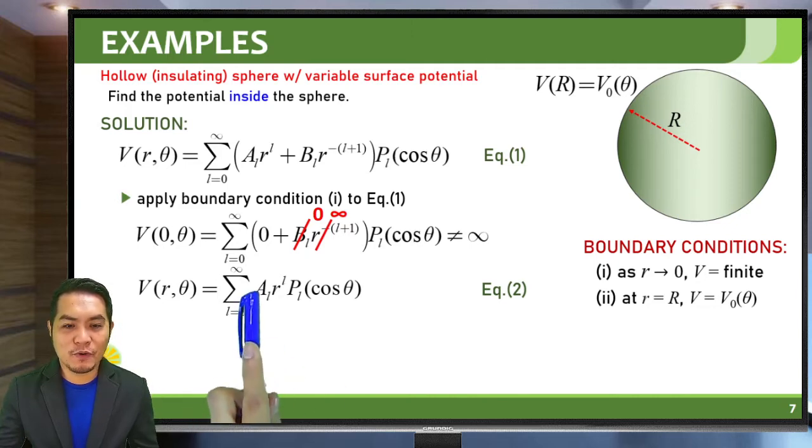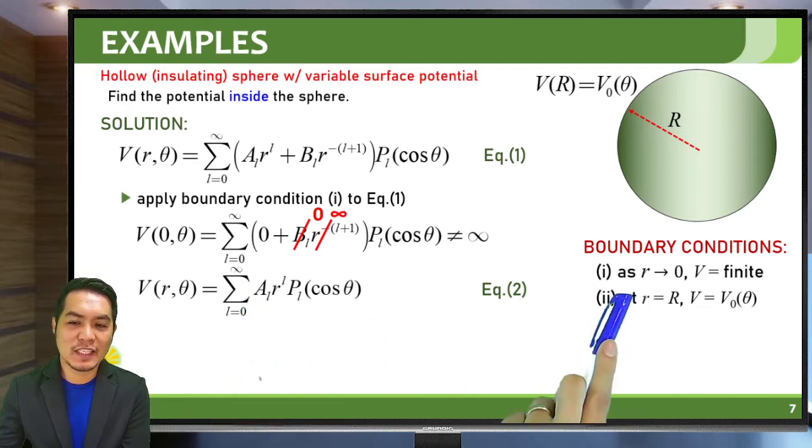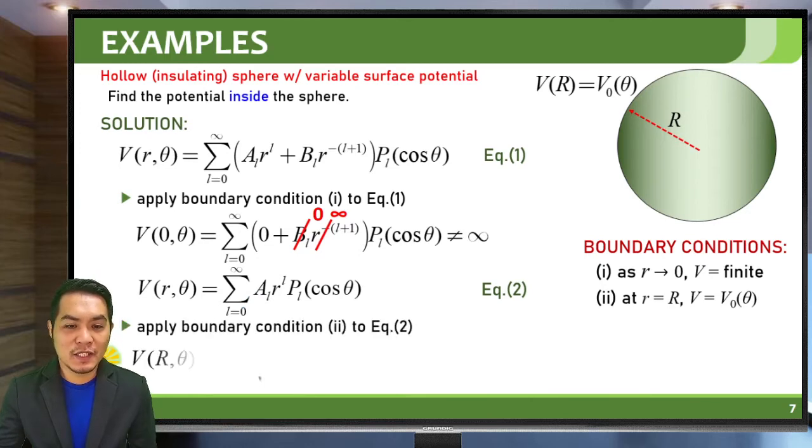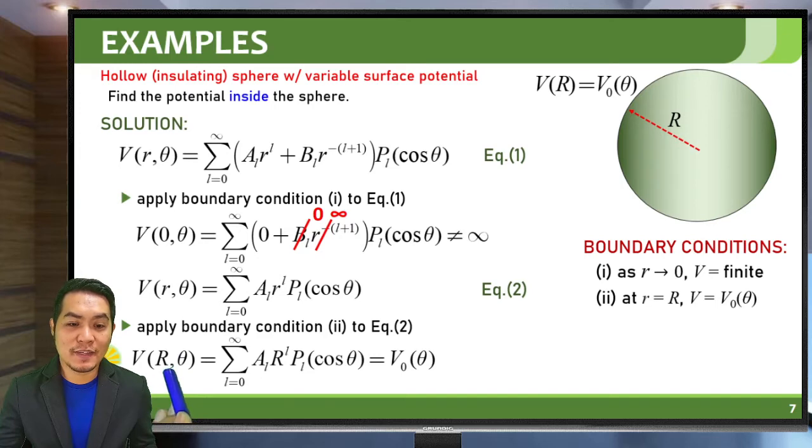To solve for A_L, we use the second boundary condition. At r equal to capital R, or at the surface, the potential must be equal to V naught as a function of theta. In a similar manner to the Cartesian coordinates, we use Fourier's trick here.